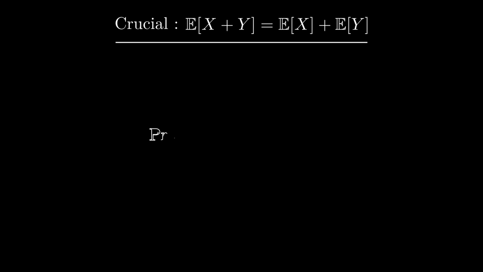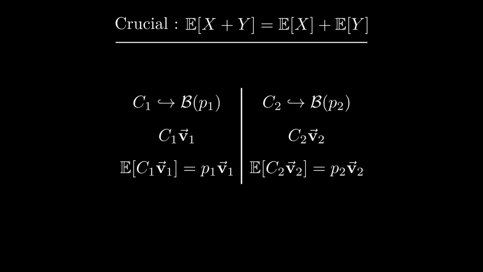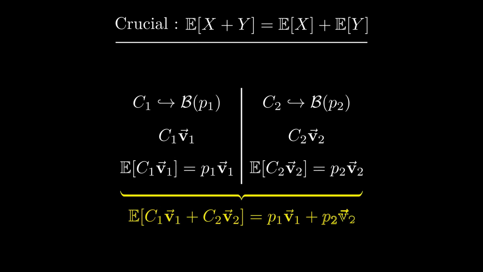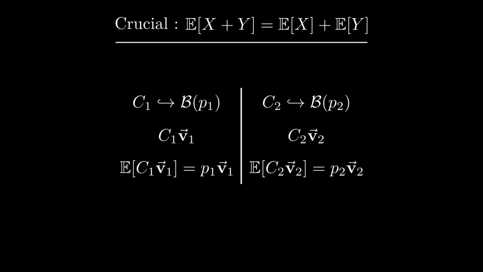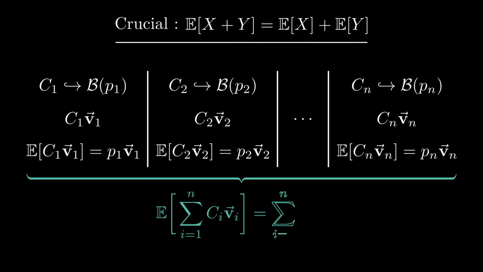We previously saw that we could scale a vector by multiplying it with a Bernoulli variable and then taking the expected value. Let's now consider two Bernoulli variables of different parameters and multiply them with two different vectors. By the additivity of the expected value, we can add these two variables together, and the expected value of the result will be the sum of the expected values. This seamlessly generalizes to any number of vectors and variables.